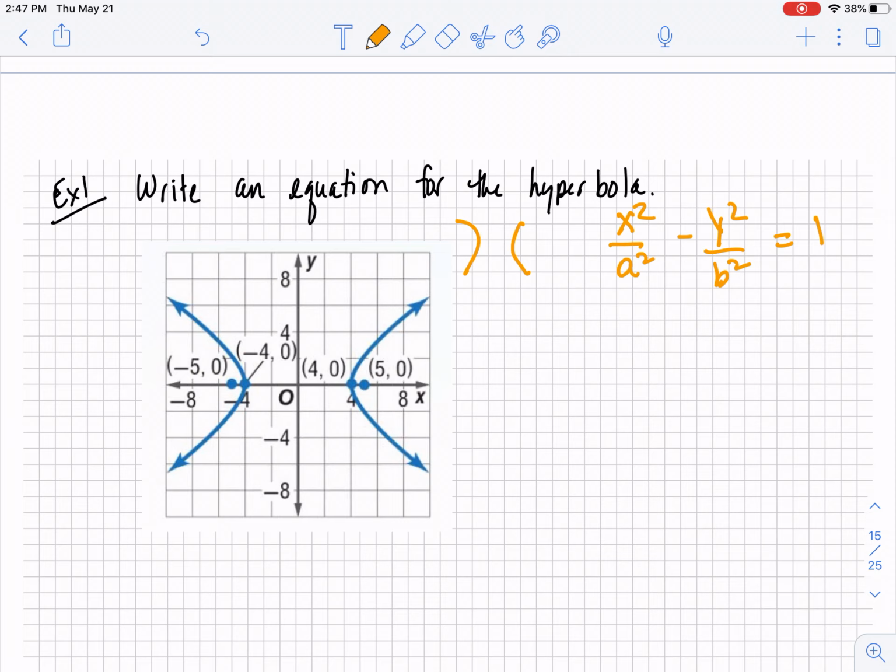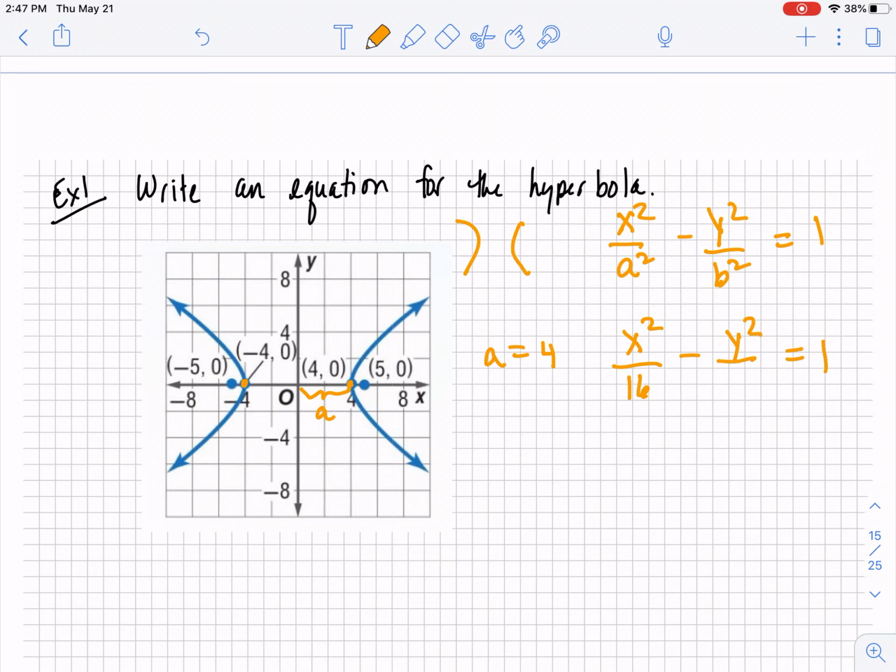What do I not know? Well, I know A. Look at A. Check it out. There's A. It's the vertex. The vertex is there. A is always the distance between the 0 and the vertex, the origin and the vertex. So what's A in this case? It's 4. So look, this is what I know so far. It's x squared over 4 squared, which is 16, minus y squared over, I don't know what B is.